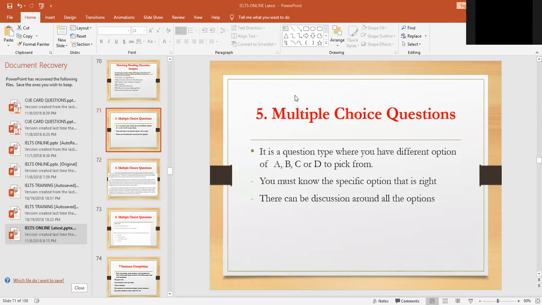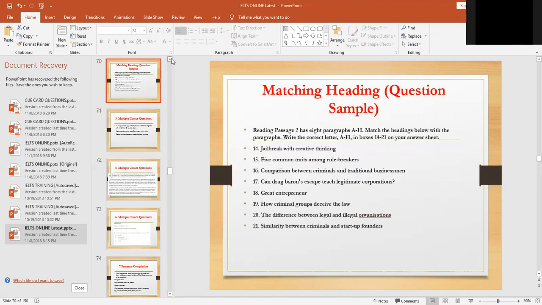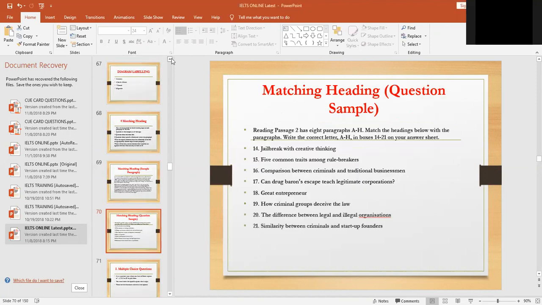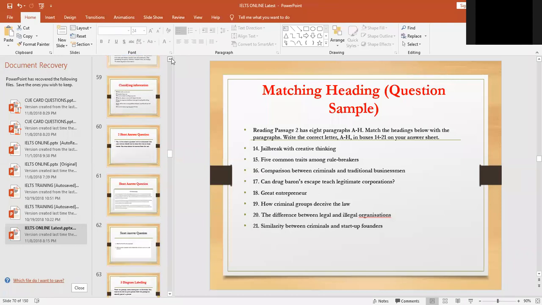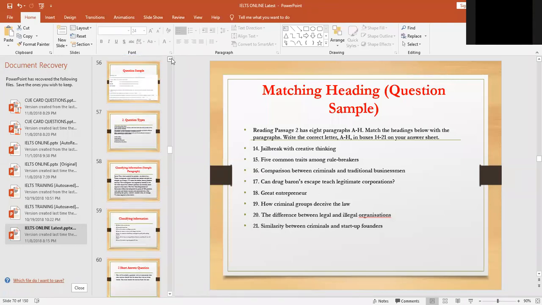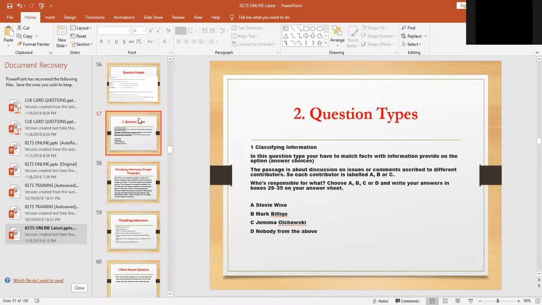Today, in the last lecture, I will continue from where I stopped, and so today we would be treating multiple question types. Let me take you to the beginning of the slide, because this part I'm teaching the different question types that we have in the reading section.